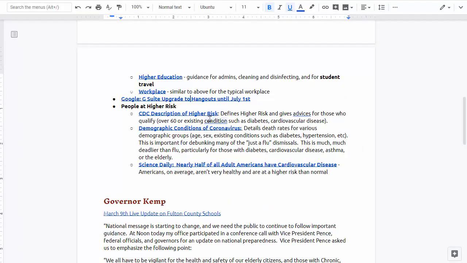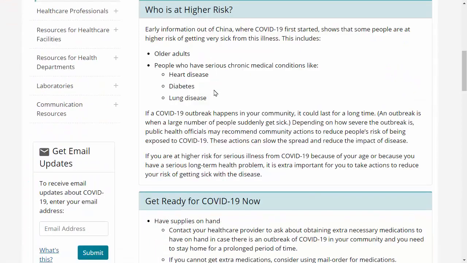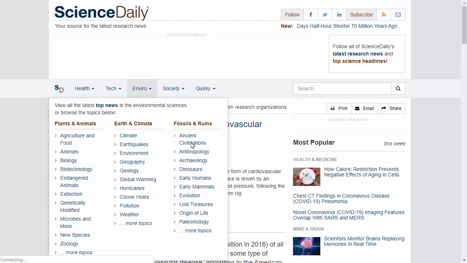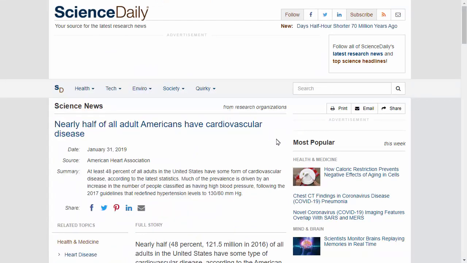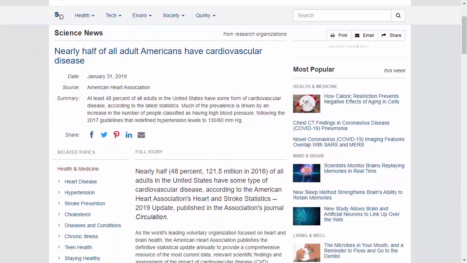So let's talk a little bit about people at higher risk. The CDC's description of higher risk are people who are older adults, and that number really is starting to get up into the 60s and 70s, as well as people who have serious chronic medical conditions, such as heart disease, diabetes, and lung disease. One of the things about that, though, is that nearly half of all adult Americans, according to Science Daily, have cardiovascular disease. How bad is it? That's another thing. But high blood pressure is a definite factor.